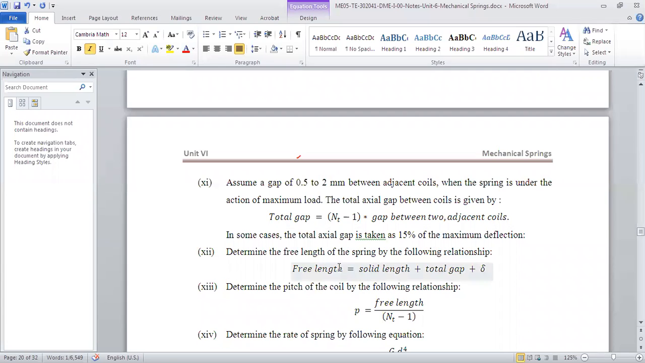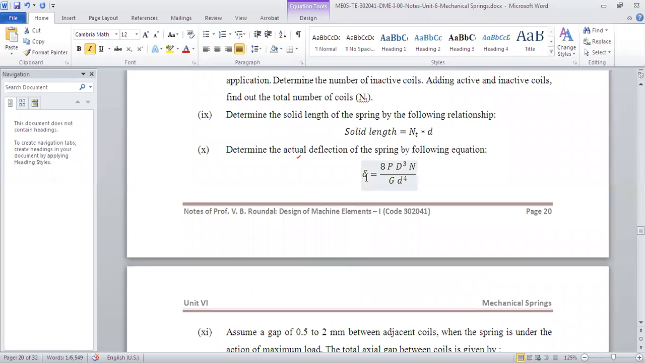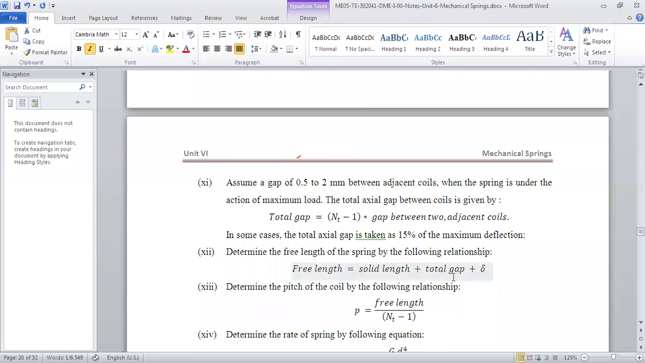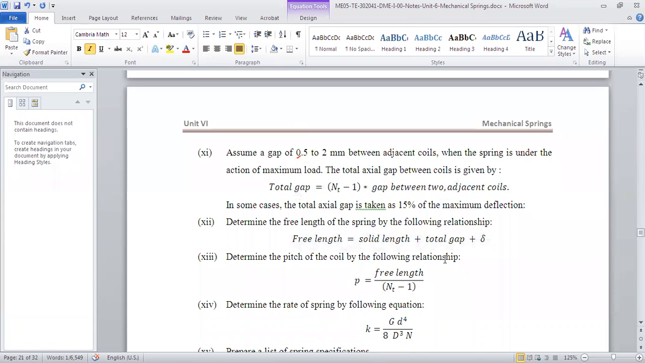Now the free length, which is the length when there is no load, is the solid length plus total gap plus delta. The total gap we calculated in the previous step. Delta is with the modified number of coils, and the solid length is from the formula NT into d. This way we can calculate all the lengths, including the free length of the spring.